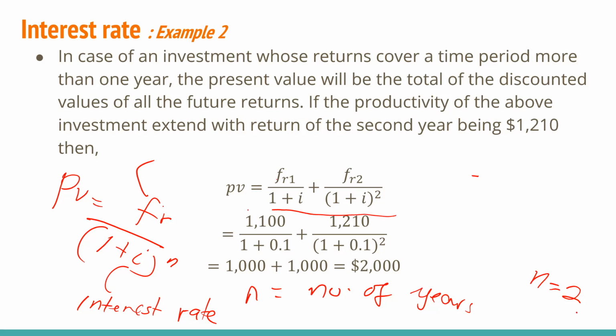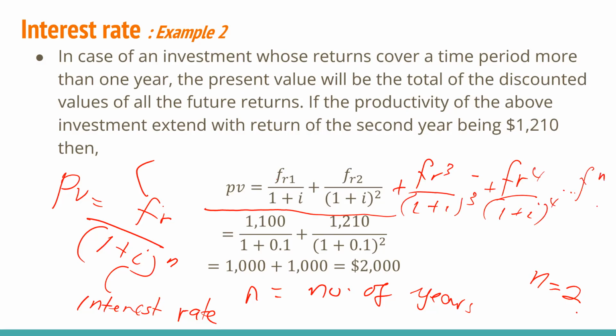So actually the formula will be, as you can see here, future returns 1, future returns 2, right? One can think about if it's the third year, there will be FR3 over 1 plus i to the power 3. If it's the fourth year, future returns for the fourth year, and so on up to the nth future return over 1 plus i to the power n, at the end of the day.